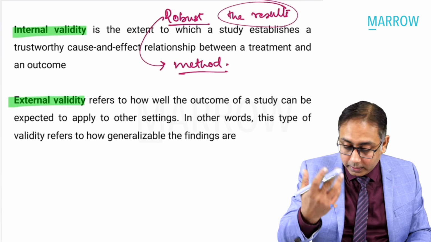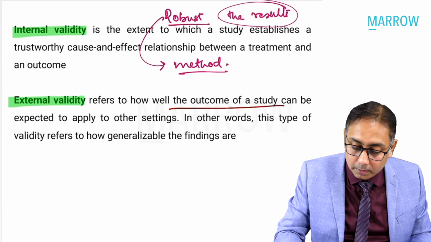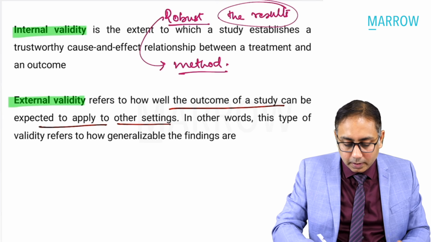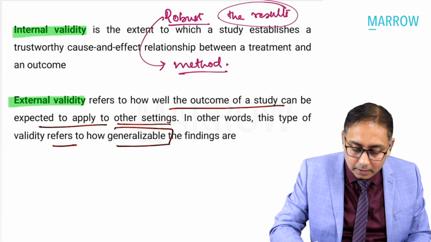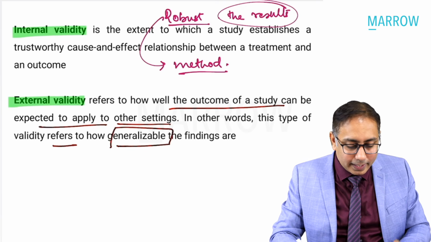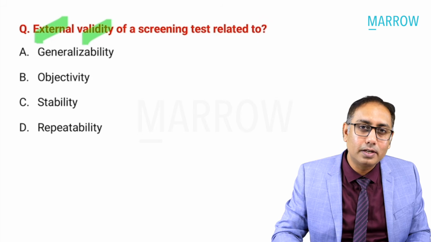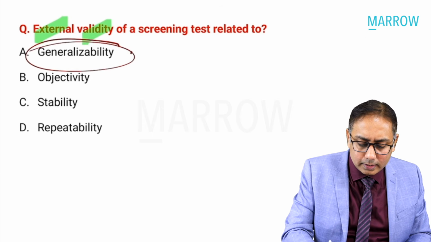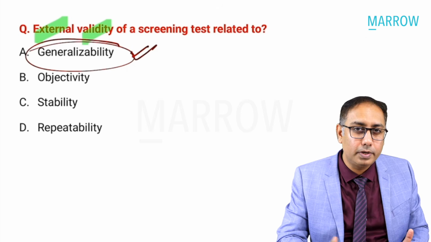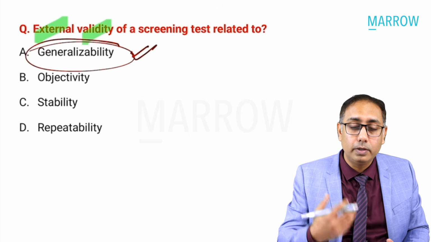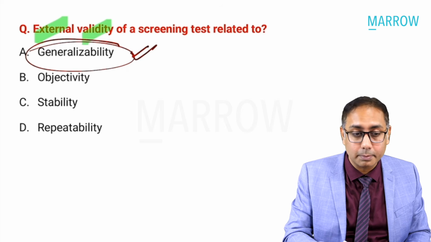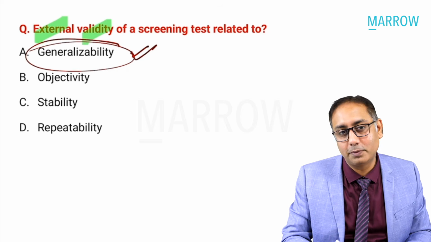So external validity, the technical definition, is how well the outcome of the study can be expected to apply to other settings. In other words, it refers to how generalizable the findings are. That is what this question was directly asking. External validity of a screening test is related to generalizability. We already did that in our video modules in edition number 5. We talked about internal and external validity and the effect of generalizability. So it's a repeat question from our lectures.